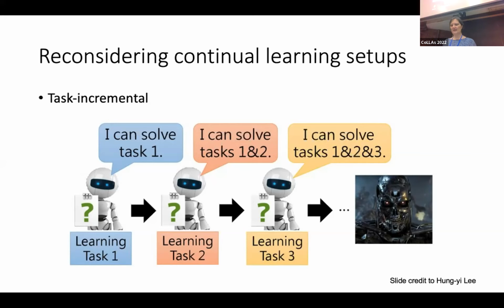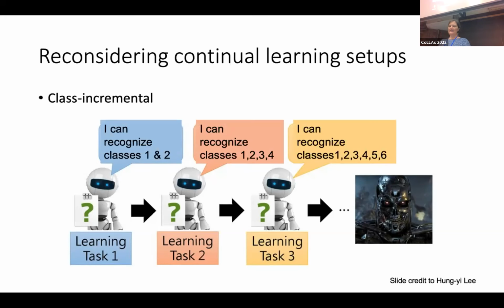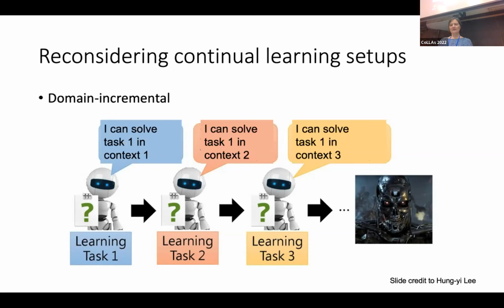And you're all familiar with a few variants of this scheme. This is task incremental learning. We can also say, in one learning episode, we are exposed to a certain set of classes, and then we move to another set of classes and another set of classes, and then we have the class incremental setting. Or we have the domain incremental setting, where we want to solve just a single task, but the context changes.